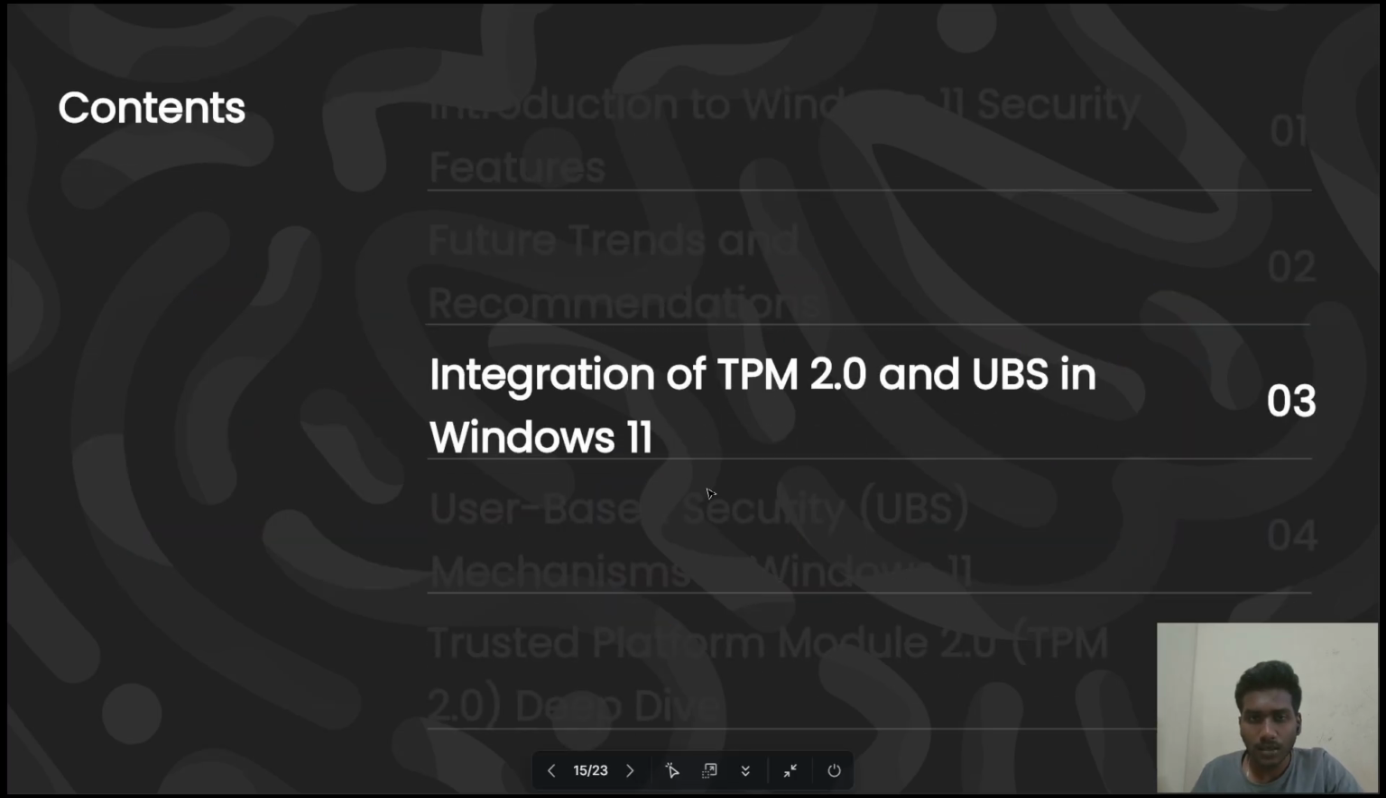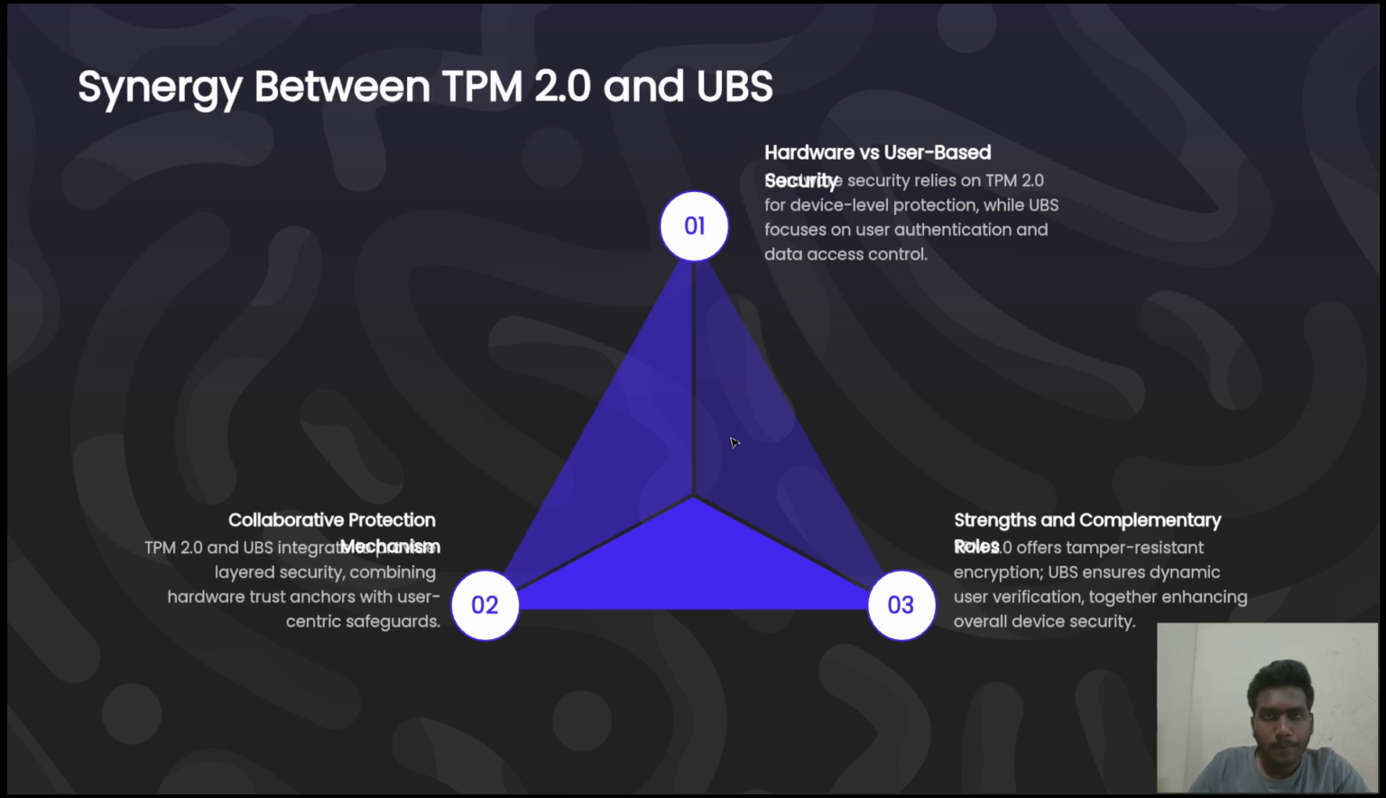The next topic is integration of TPM 2.0 and UBS in Windows 11. First one is hardware versus user-based security. Second one is collaborative protection mechanism. Third one is strengths and complementary roles. Before going to the next topic, I just want to clear the basics.